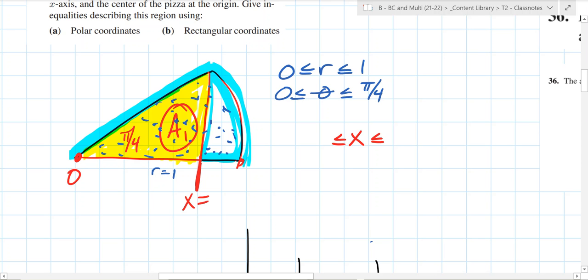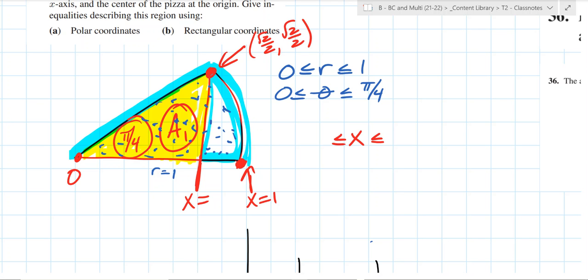No, 1 is here. That's 1. Root 3 over 2. Nope. Try again. Oh, right. Root 2 over 2. What's the coordinate right here, kids? When it's pi over 4, what's that coordinate on the unit circle? Root 2 over 2, comma what? Root 2 over 2. So what's the biggest x value possible in the yellow region? Root 2 over 2. Do you agree with that? Yes. Are we okay? Yes. So it's root 2 over 2, and it has to be that.